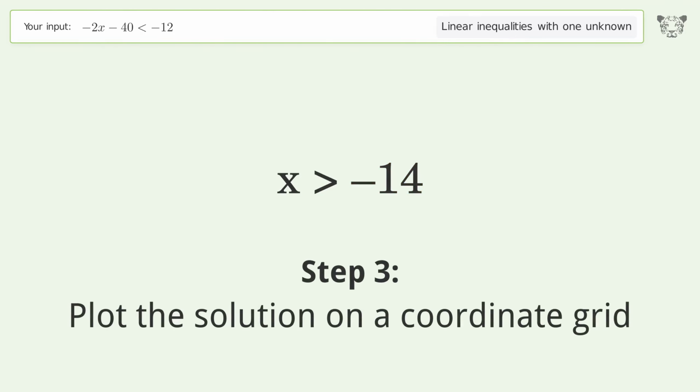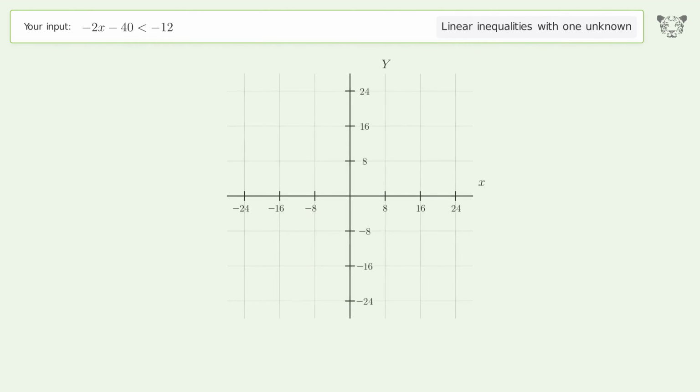Plot the solution on a coordinate grid. And so the final result is x greater than -14.